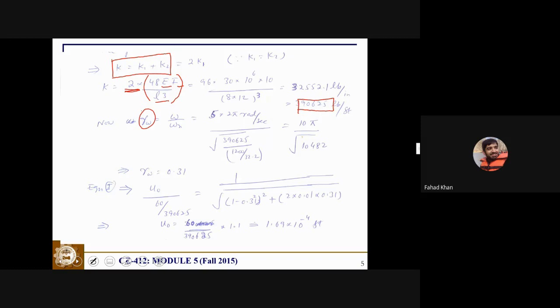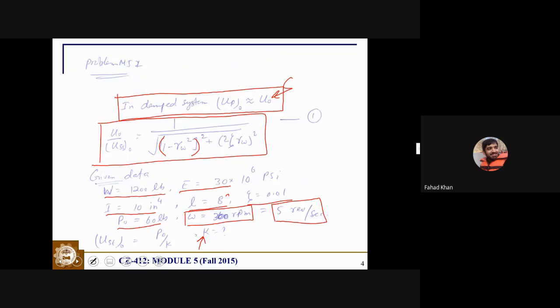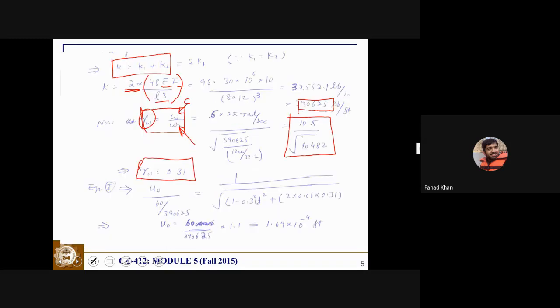Our omega value is given by this formula here: the frequency of the force divided by the natural frequency of the system. And so it will be equal to 10 pi divided by the square root of 104482, or omega will come out to 0.31. Now we can go back to our equation number one. We have values for U static, we have values for our omega and zeta, and so we will put all these values here, and our dynamic displacement will come out to be equal to 1.69 times 10 to the power minus 4 feet. We can convert these values into inches or millimeters as you desire.